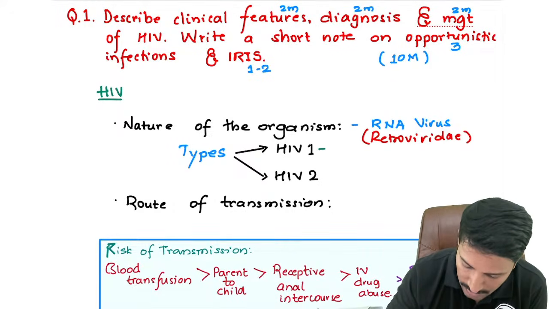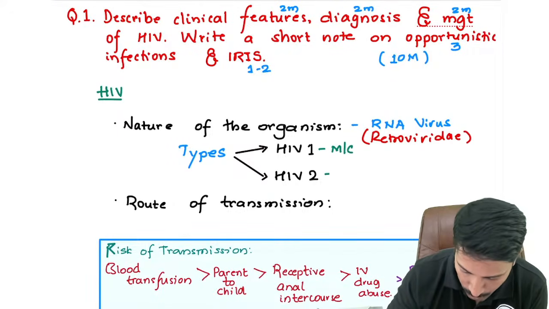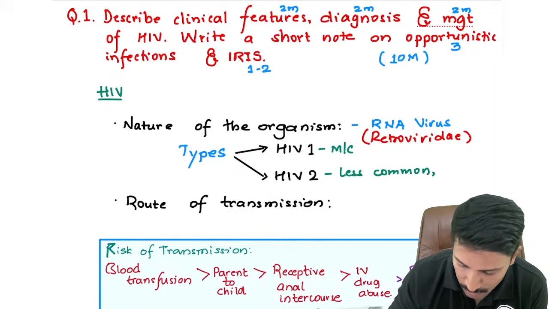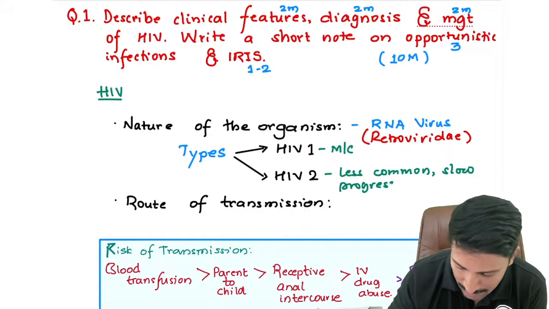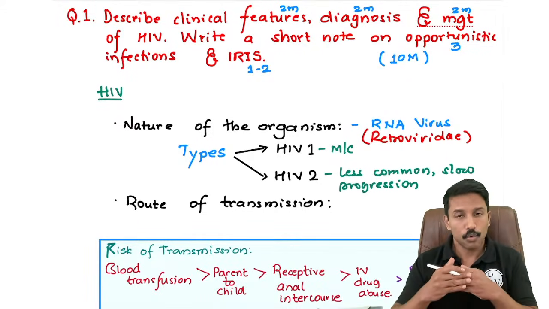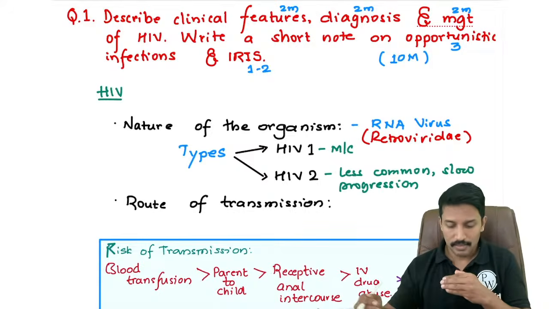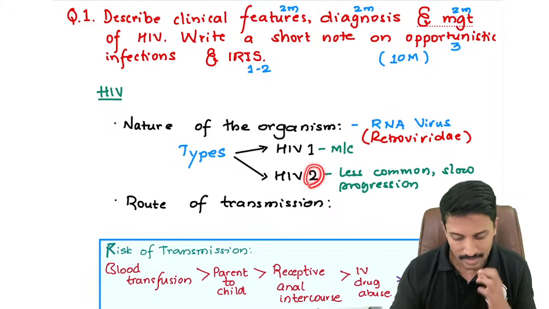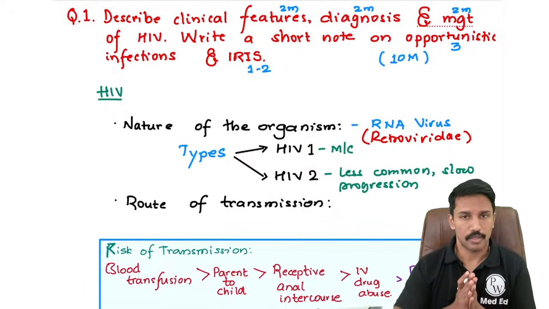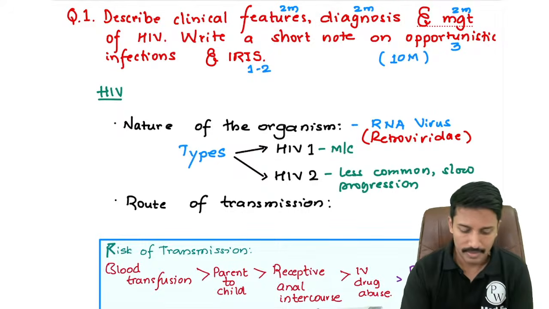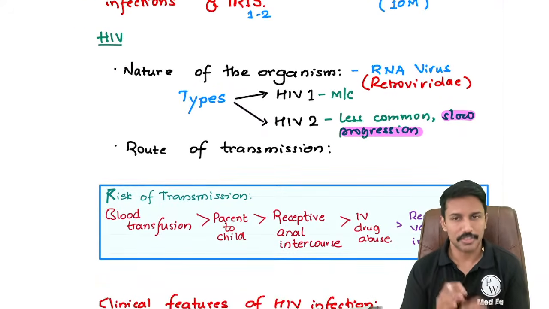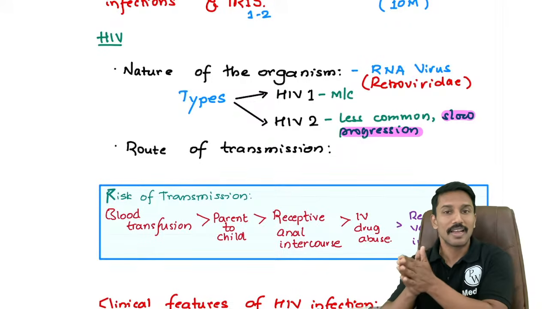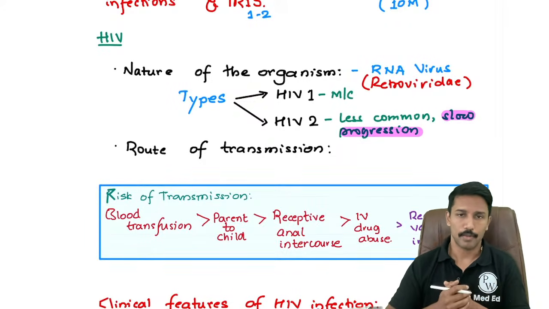Points you need to write here: type 1 is more common, type 2 is less common, and type 2 is characterized by slow progression. If someone is infected with HIV, he progresses much slower to develop AIDS if it is type 2 in comparison to type 1, right? This is something the examiner will be looking for if you're writing type 1 and type 2. Mention that type 2 has slow progression and it is less common in comparison to type 1.